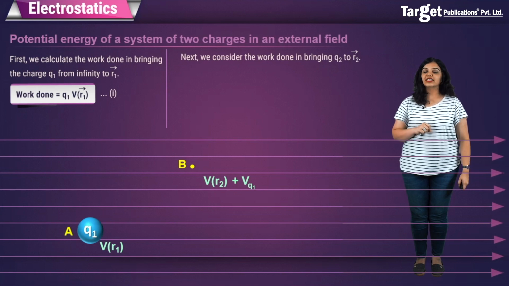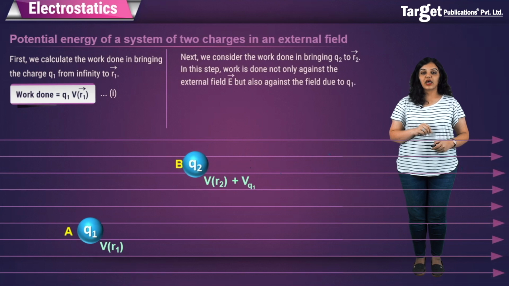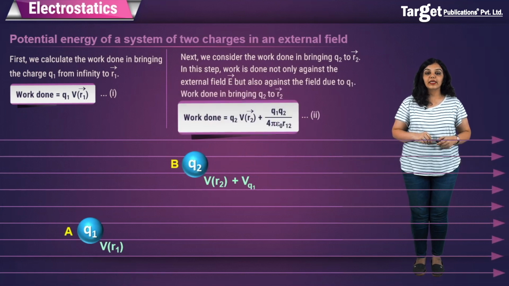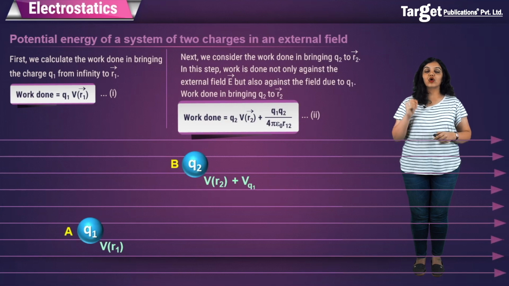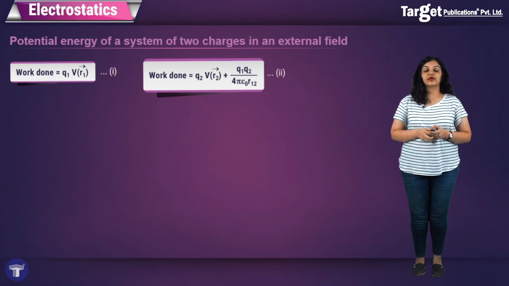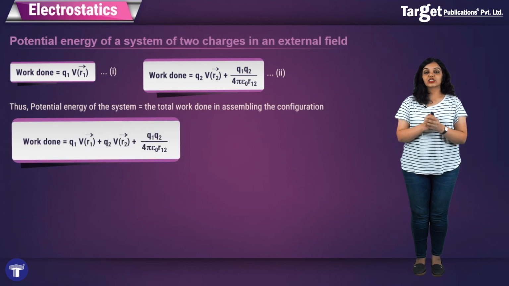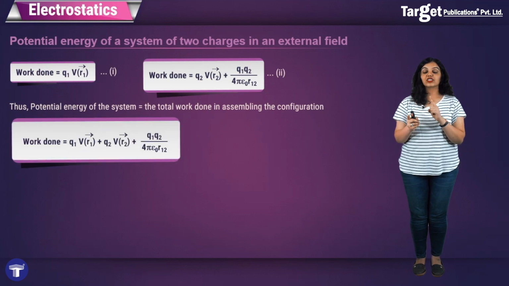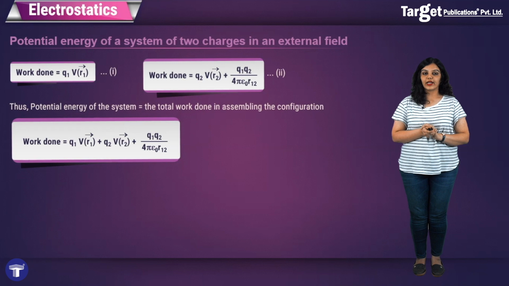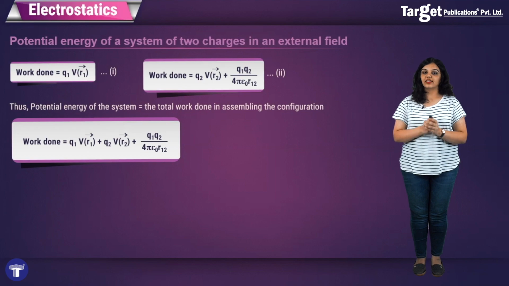So now if I want to find the work done in bringing Q2 from infinity to this point B, it will simply be Q2 multiplied by this whole potential, that is Q2 times V(R2) plus Q2 times V(Q1), which will be Q2V(R2) plus Q1Q2 upon 4 pi epsilon naught R12, where R12 is the distance between Q1 and Q2. So I get that the potential energy of the system, which is nothing but the total work done in assembling this configuration, is Q1V(R1) plus Q2V(R2) plus this term which has arisen because of the interaction of the particles, that is Q1Q2 upon 4 pi epsilon naught R12. This is the total work done, or you can say it is the potential energy of a system of the two charges in an external field.